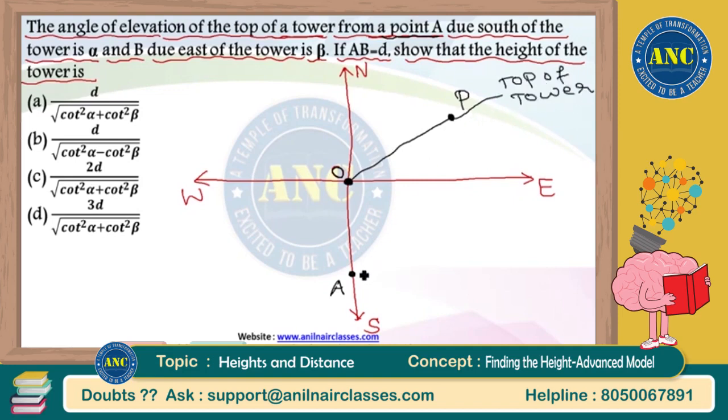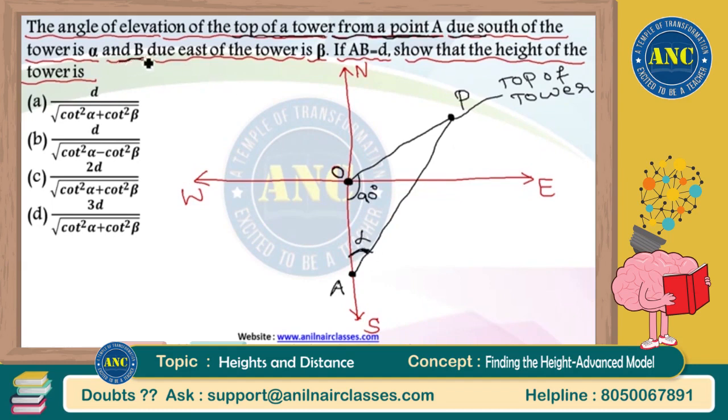Now, from the top of the tower, the angle of elevation is alpha. This particular angle is 90 degrees. It is not visible as 90 for you in a 2D representation, but when you see it in 3D, definitely it will look like 90 degrees. Now, that is what is given. The angle of elevation of the top of the tower from a point A, this is point A, due south. That point A is due on the south, this is the south axis of the tower, is alpha. This angle of elevation is alpha.